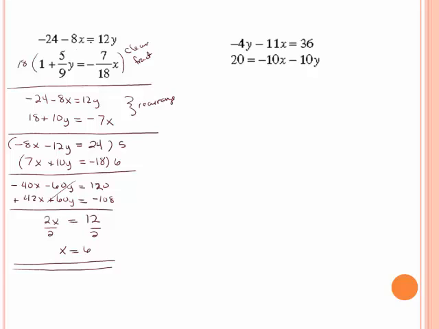I'm going to come back to the original equation. I always go back to the very first original equations. And I'm going to use the top one. So I'm going to have negative 24 minus 8 times 6 is equal to 12y. So that's negative 24 minus 48 is equal to 12y. 48 and 24 is going to give me negative 72 is equal to 12y. Dividing both sides by 12, I'll get that y is equal to negative 8. So my solution is going to be (6, negative 8).